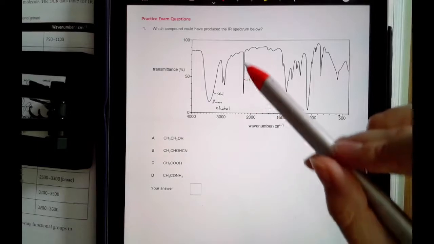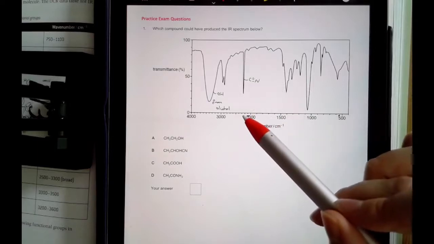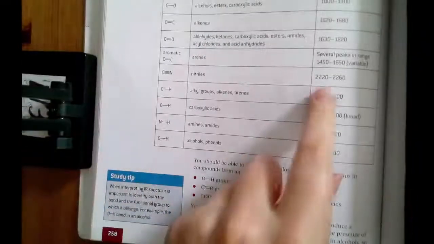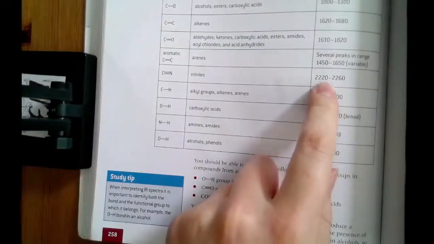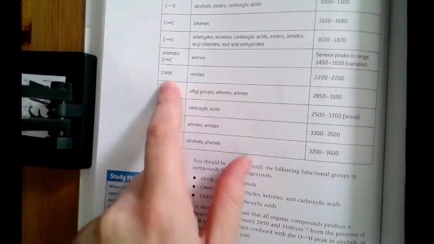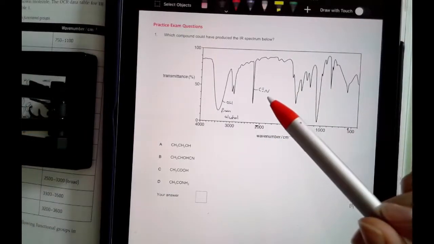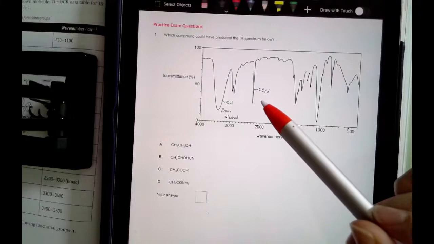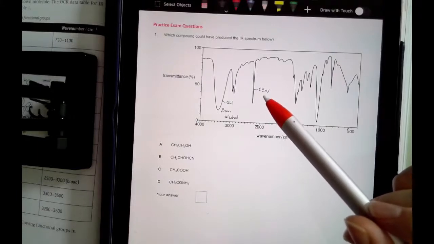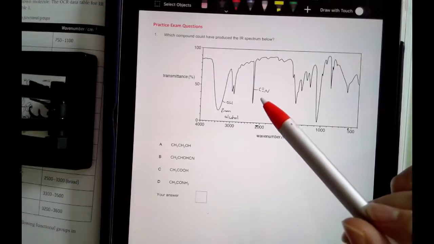The first clear peak I've got here is around at 2200, and if you use your tables, you'll see the only thing around 2200 is a nitrile group, which is a C triple bond N. So I've labelled that there as a nitrile group. Now I know I said you'll typically be tested on the alcohols, the carboxylic acids and the carbonyl groups, but you are provided with the full table, and you can be asked to identify any functional group.